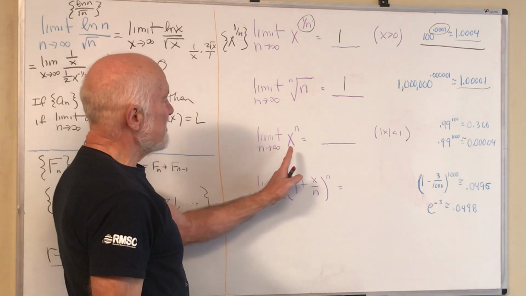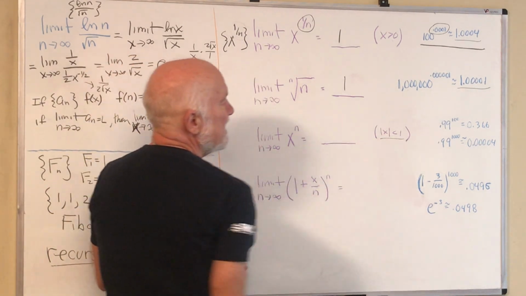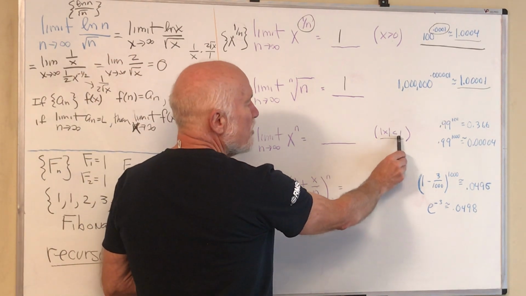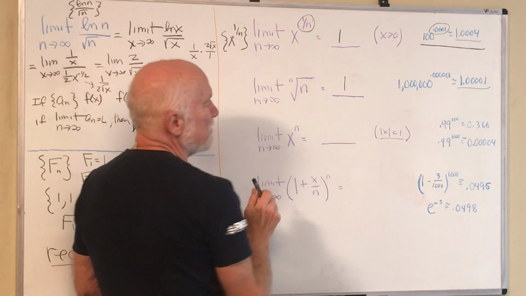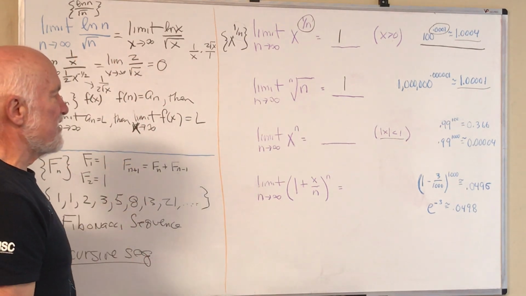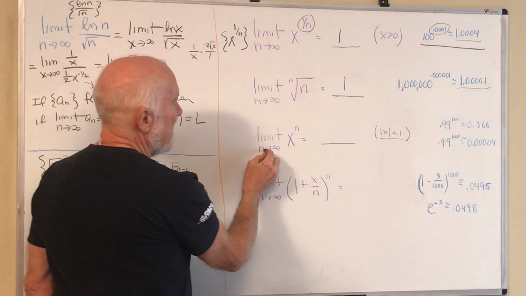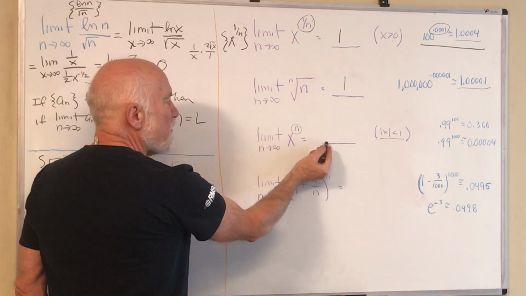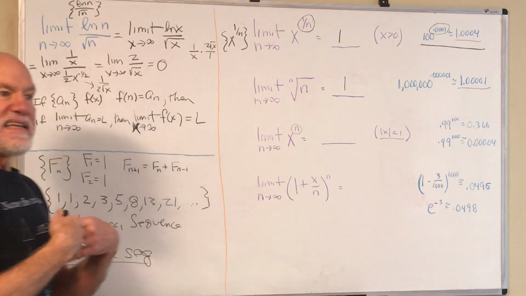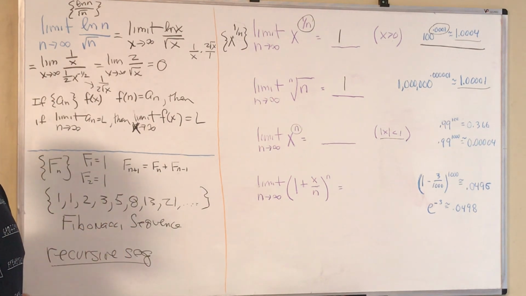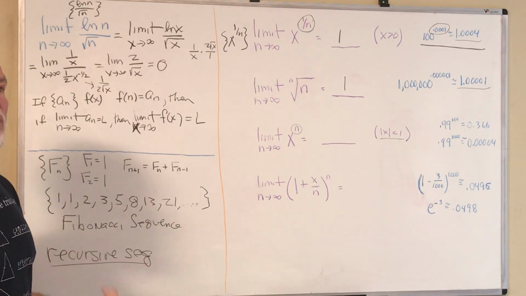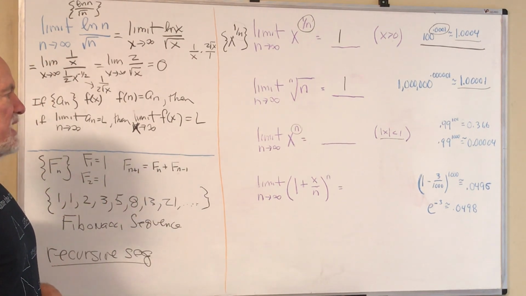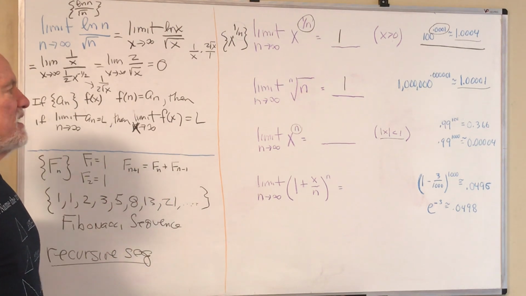Now, what about if x is not a whole number? What if it's less than 1 in absolute value, like 0.5 or negative 0.6? Then, as n approaches infinity, if you take a fraction and take it to a really high power, what is it going to tend to approach? Well, 1/2 times 1/2 is 1/4. Times 1/2 again is 1/8.